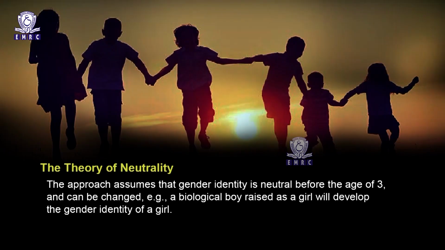This approach assumes that gender identity is neutral before the age of 3 and can be changed. For example, a biological boy raised as a girl will develop the gender identity of a girl. This is known as the theory of neutrality. Biological evidence for gender differences certainly exists, but its interpretation remains very controversial. It must be weighed against the evidence to which we next turn, of cultural variations in the experience of gender and of socialization differences by gender.